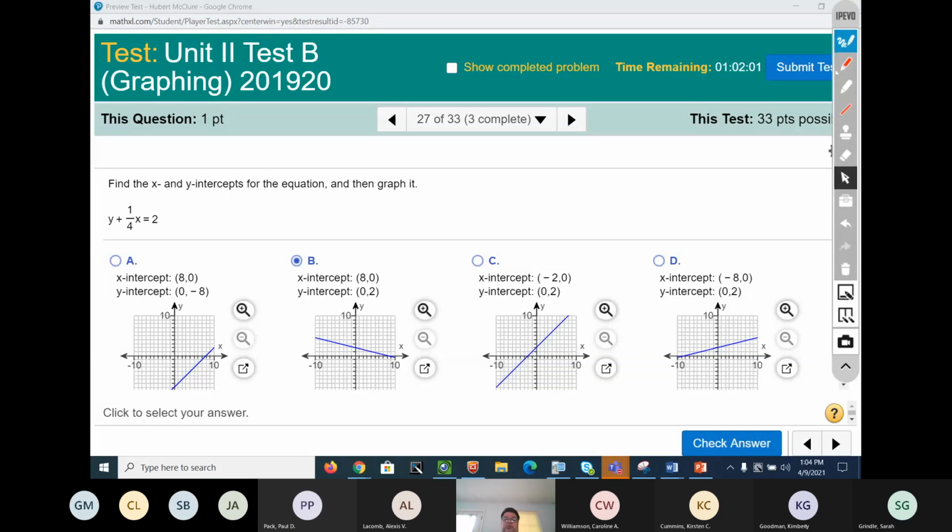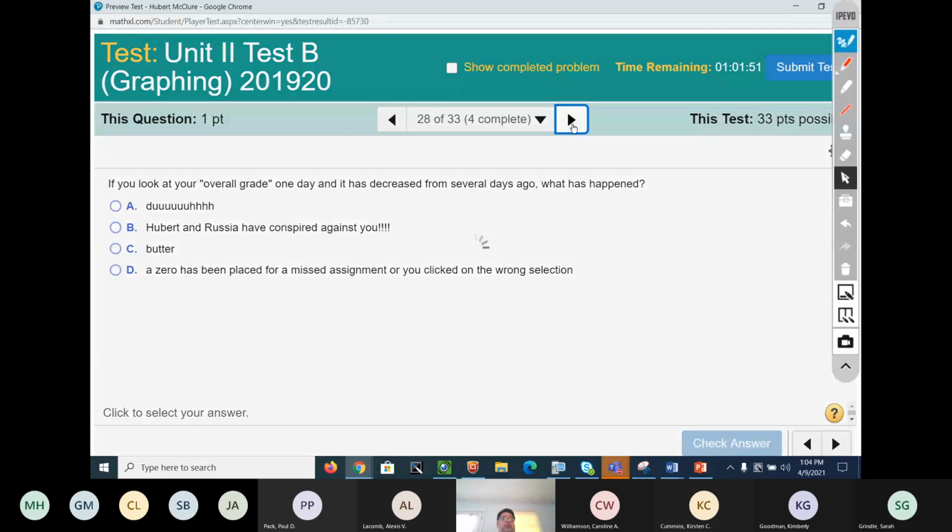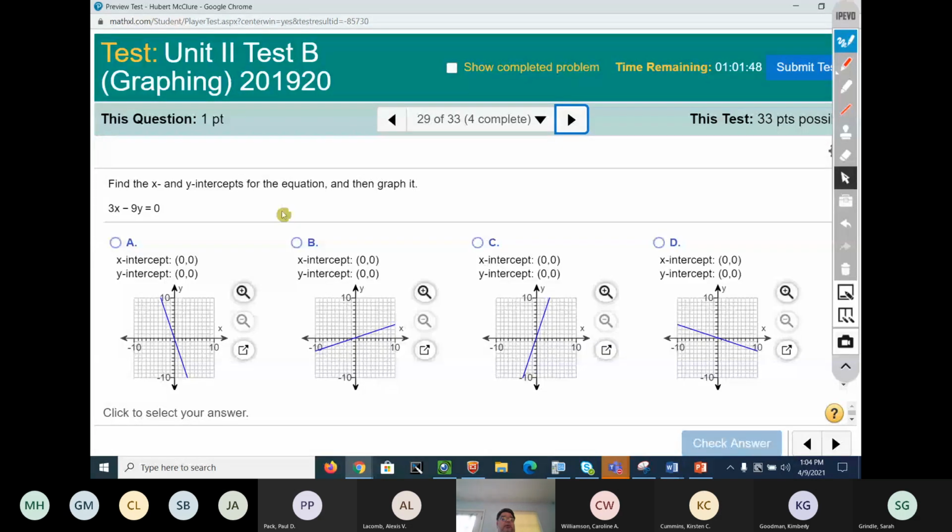All right. So that's that answer. Next. We're almost finished with the test. Okay, find the X and Y intercepts for the equation and then graph it. That's the same one we've been talking about.